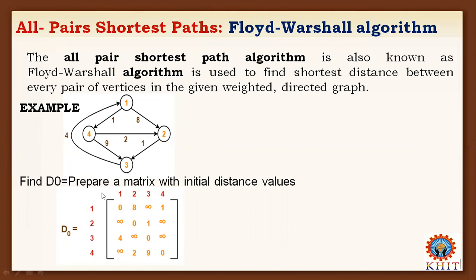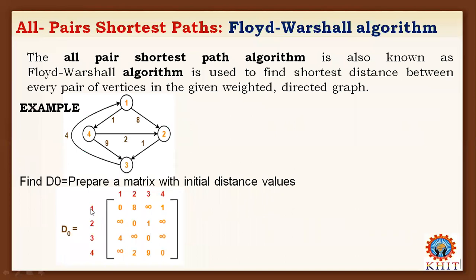We need to place the distance from one vertex to another vertex and arrange the values in the matrix. So here D0 is nothing but the matrix where there is no intermediate vertex. Find D0, that is, we need to prepare a matrix with initial distance values.